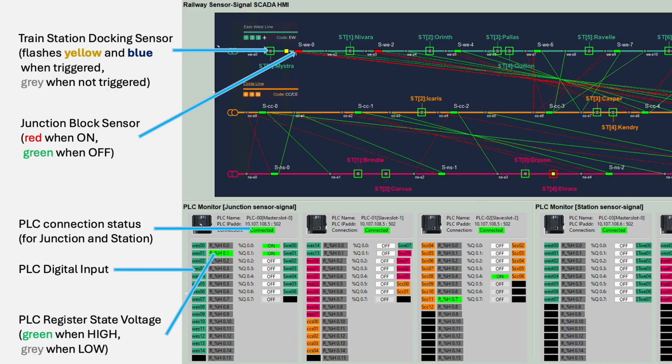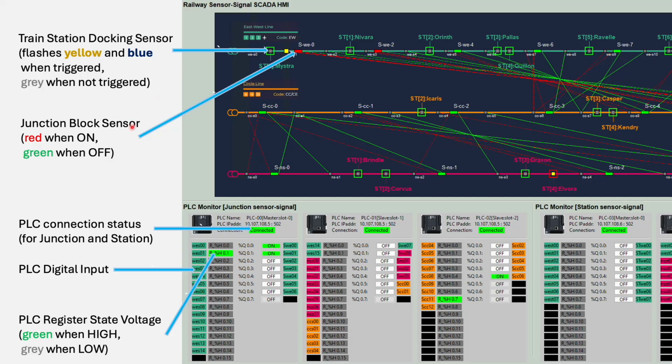Looking at the interface, we have firstly the train station docking sensor, which flashes yellow and blue when triggered, and grey when not triggered. Currently, the arrow is pointing to one that is not triggered, meaning there is no train currently at the train station.